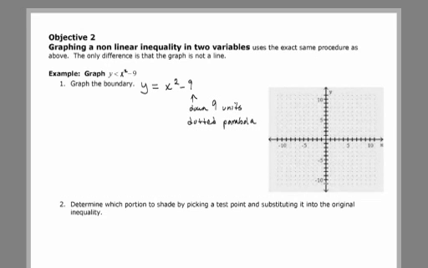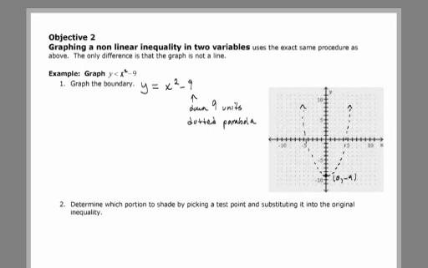So let's graph a parabola that comes down 9 units. So I've got that point 0, negative 9. It opens up, and I'm just going to draw it as a dashed parabola. So there's the boundary. The boundary is a parabola, graphed as a dotted line. Now I have to decide which side to shade.